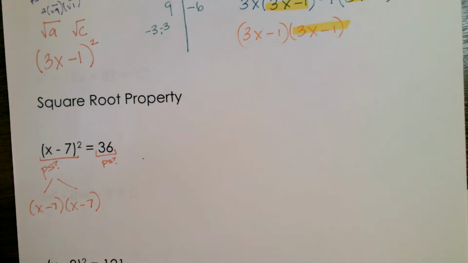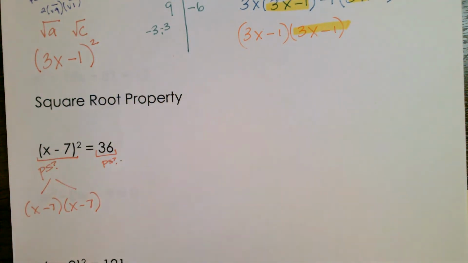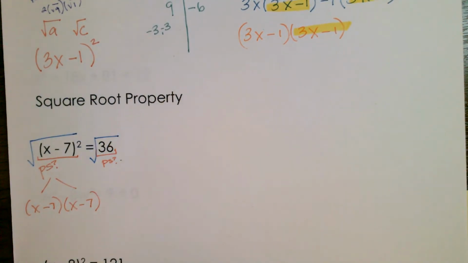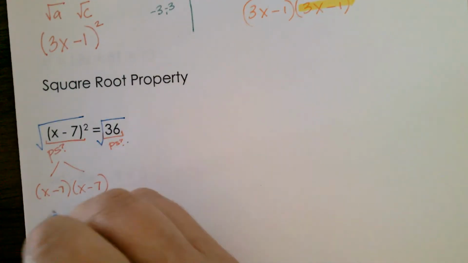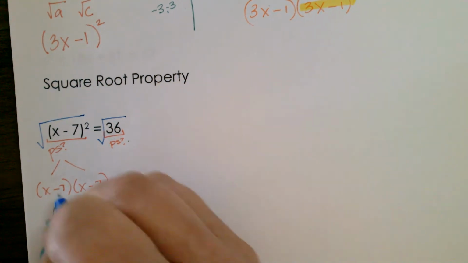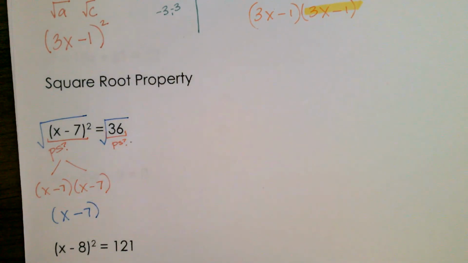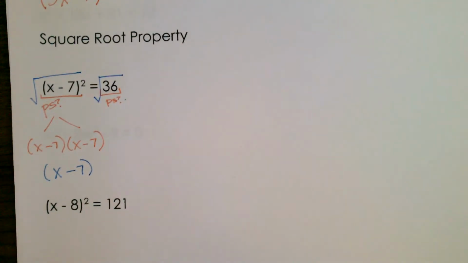Yes. Therefore, instead of FOILing it out and moving the 36 over to set it equal to 0, I am going to use the square root property. When I do the square root property, I just take the square root of the left-hand side, and I would get x minus 7. And then I would take the square root of the right-hand side of the equal sign.